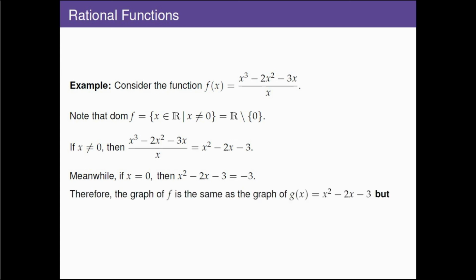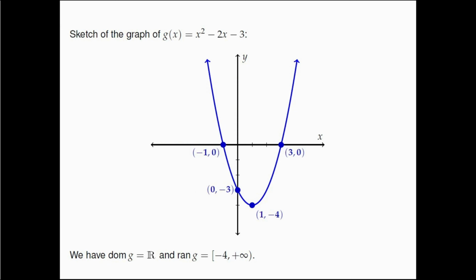Therefore, the graph of f is the same as the graph of another function g of x equals x squared minus 2x minus 3, but the point 0, negative 3 is removed since 0 is not part of the domain of f. And negative 3 is the value of x squared minus 2x minus 3 when x equals 0. This is the graph of g of x equals x squared minus 2x minus 3. This is a parabola. We have sketched it already earlier.